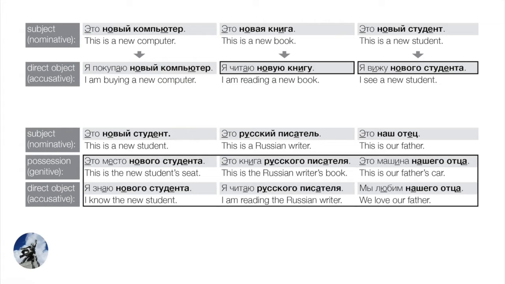Finally, наш отец. Remember, there's a mobile vowel there. Отец, that e is a mobile vowel, so it drops out when we add our accusative ending. And we can say, for example, это машина нашего отца. There's the genitive usage. This is the car of our father. And accusative, мы любим нашего отца. We love, whom do we love? Our father. We love our father. Accusative.